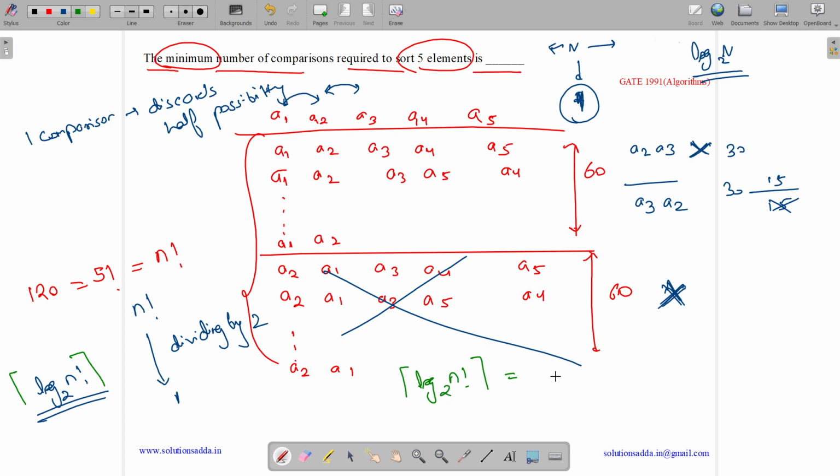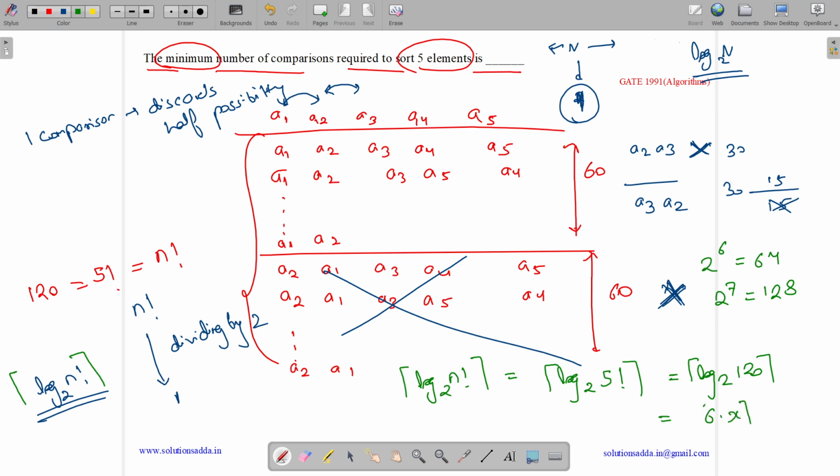So what is the value of n? n is 5. So it is the ceiling of log base 2 of 5 factorial, so we have log base 2 of 120. What is 2 to the power 6? It's 64. What's 2 to the power 7? It's 128. So it would be something like 6.x upper bound.